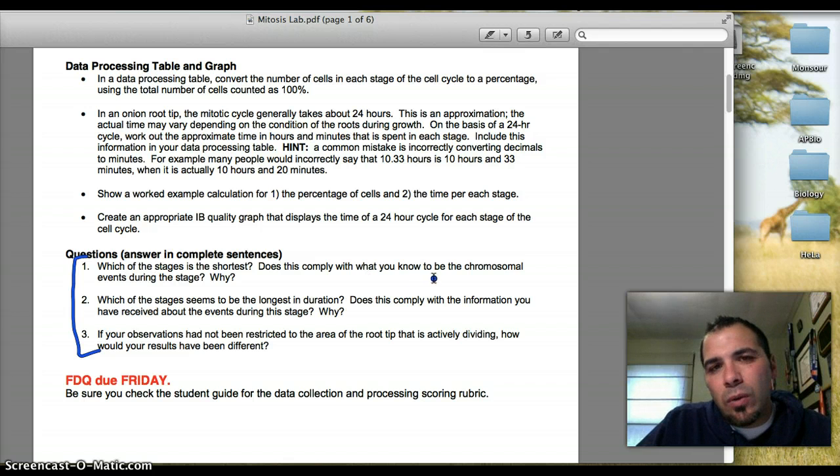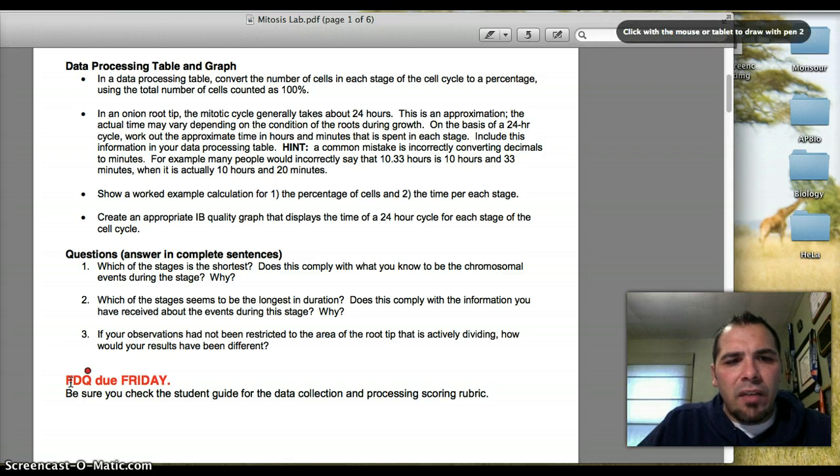Going back to what occurs in interphase, and this should be review. Which stage seems to be longest? Does this comply with the information you received about the events during the stage? And if your observation had not been restricted to the area of the root tip, how would your results have been different? So again, you're only looking at where the root tip is dividing. You're not looking at mature.